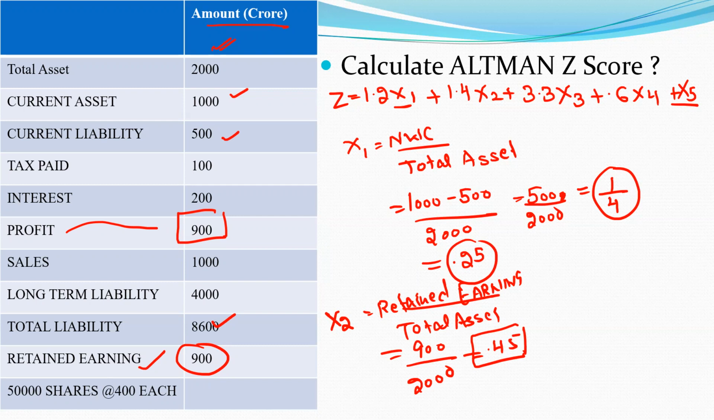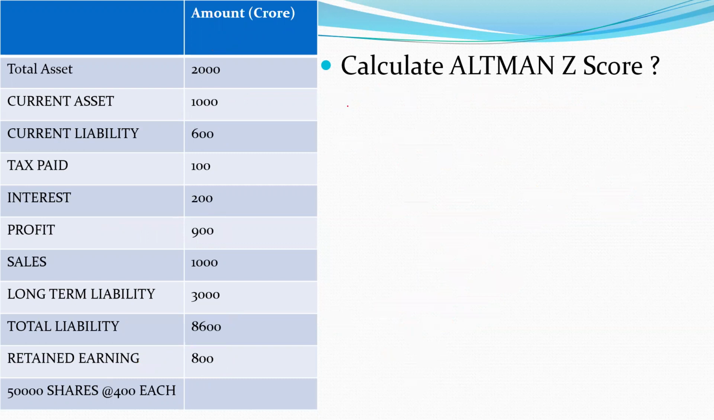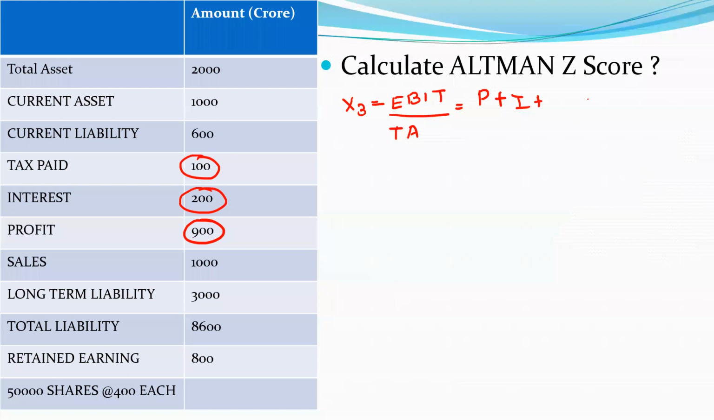Now next we have to calculate x3. So how can we calculate x3? X3 is EBIT, earnings before interest and tax, upon total assets. That is profit plus interest plus tax, so we have to add interest and tax to the profit. Profit plus interest plus tax upon total assets.